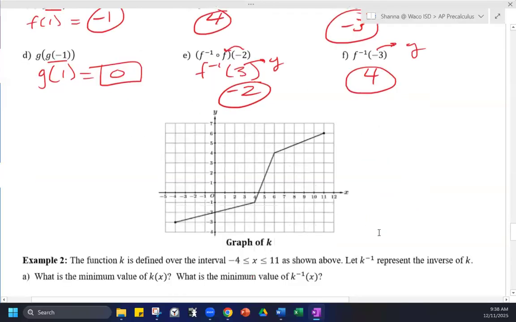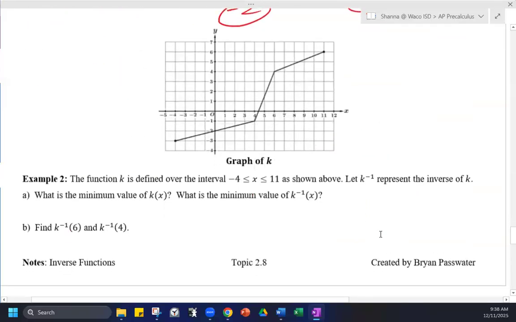Okay. Do you think that's going to change just because I have a graph? Probably not. It doesn't. Okay. It does not change. The process does not change. The only difference is that instead of starting at the x-axis, you're starting at the y-axis. So when we look here, we have the graph of k, and k is from negative 4 to 11.